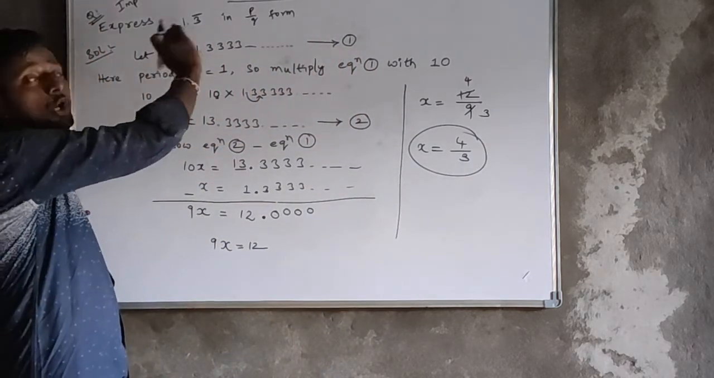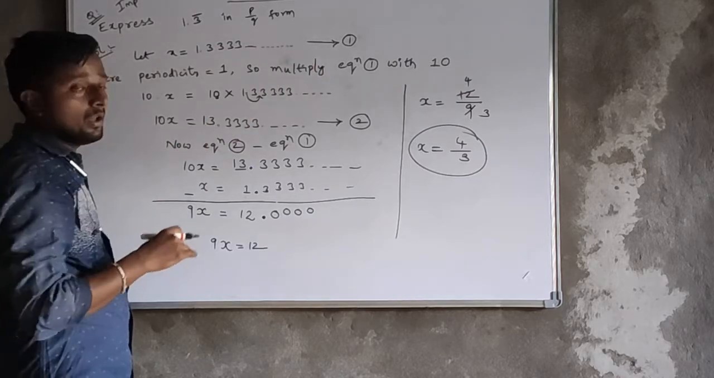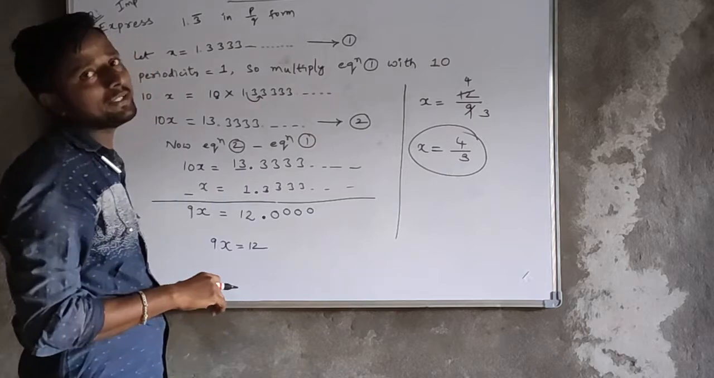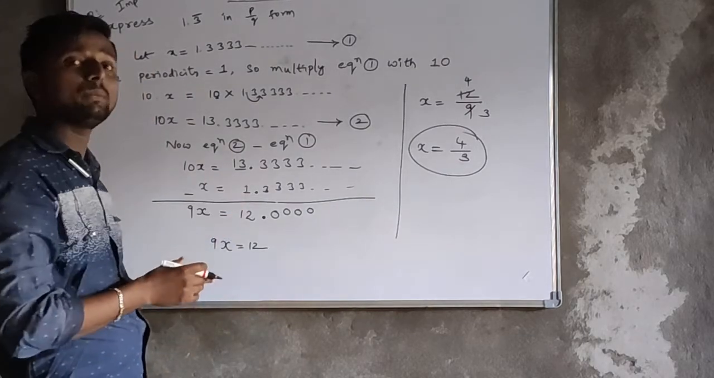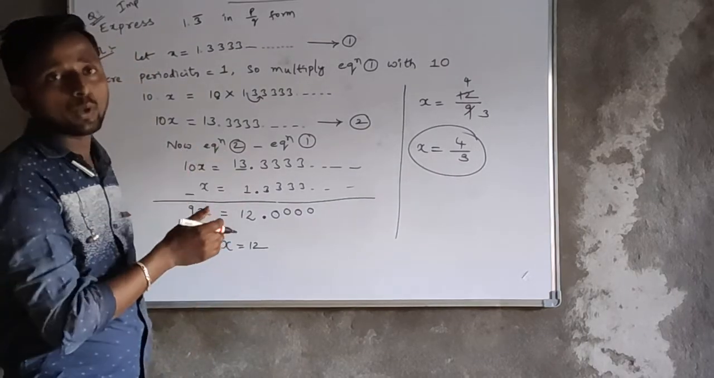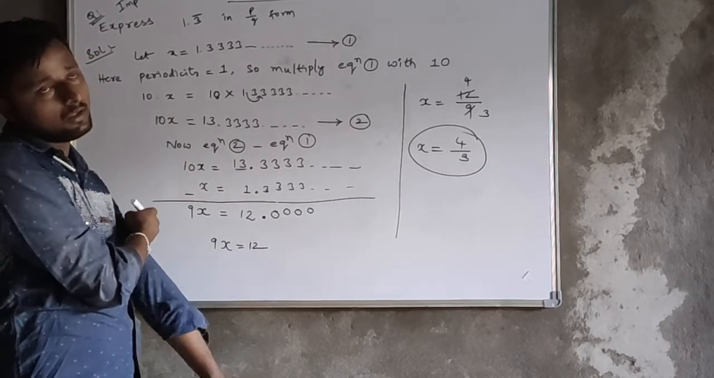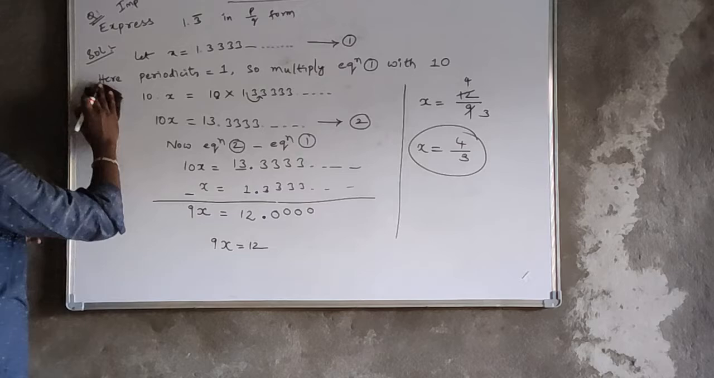So even for a non-terminating recurring decimal, we have converted the decimal into a rational number. 4 by 3 is a rational number because it is in p by q form, where p and q are integers and q is not equal to 0. Correct? We'll see one more example.